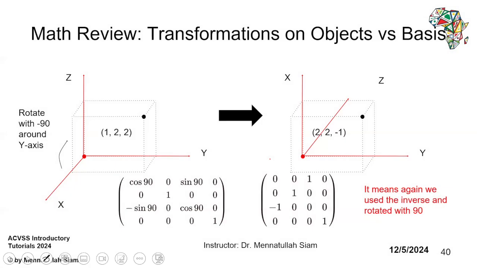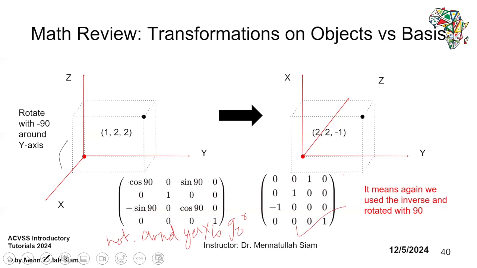So if you remember here, this will be cosine 90, sine 90, negative sine 90, cosine 90. So this is rotating around the y-axis with 90 degrees. And this is the final one.